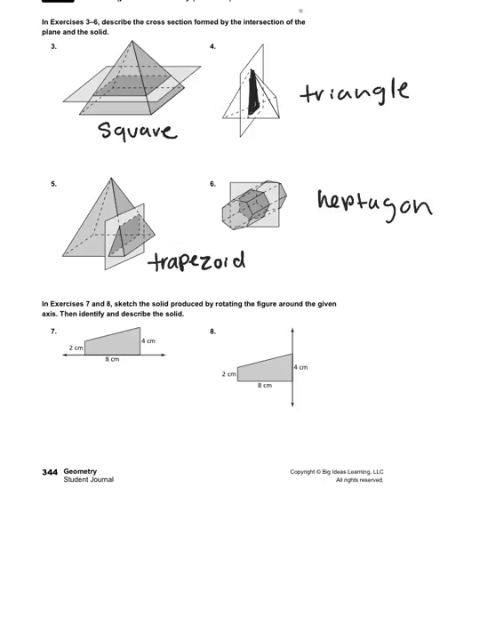All right, for questions 7 and 8, it asks us to sketch the solid produced by rotating the figure around the given axis. Then identify and describe the solid. So for this first one, if I was to rotate that figure about the axis, we'll end up with kind of a cone that looks like this. So it's kind of the bottom section of a cone. That's how I would describe it anyways.